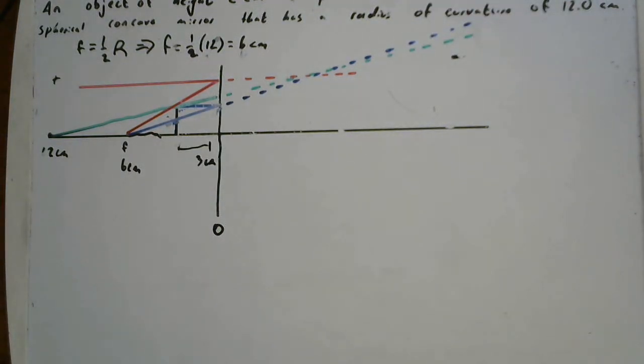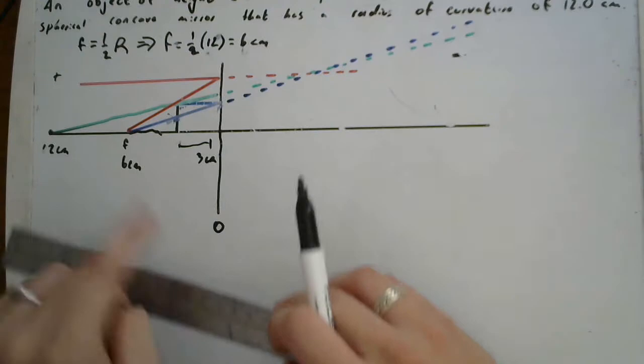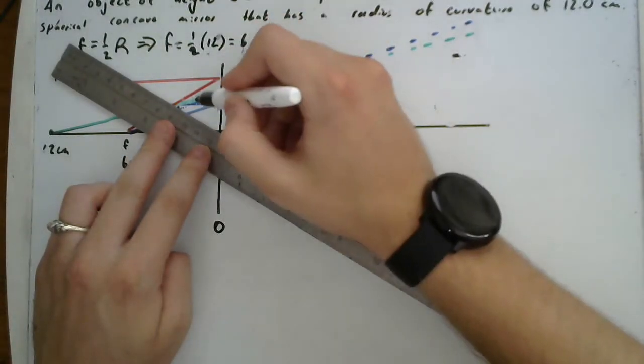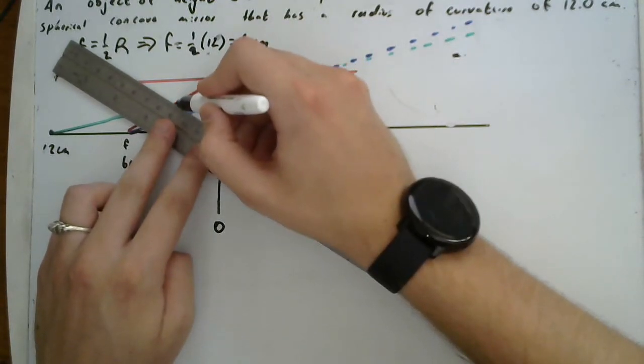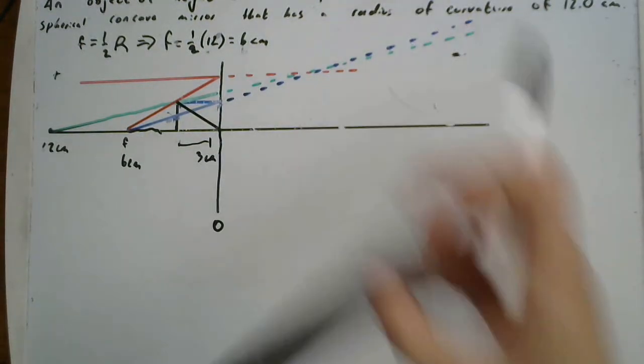You could stop here, but just for demonstration's sake, I'm going to show the final ray that you could draw. I'm going to do it in black. It comes from the top of your object, and the ray goes right into this intersection of your x and y axis. Pow! But then it also gets reflected out at the same angle.